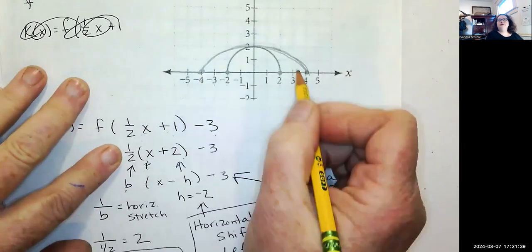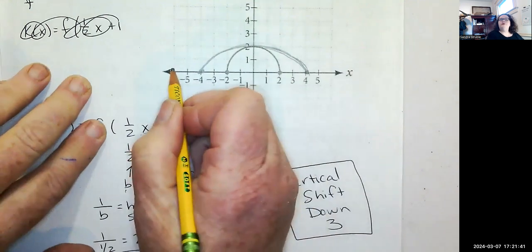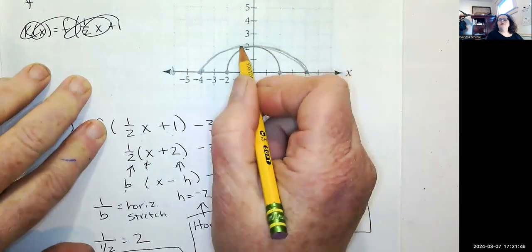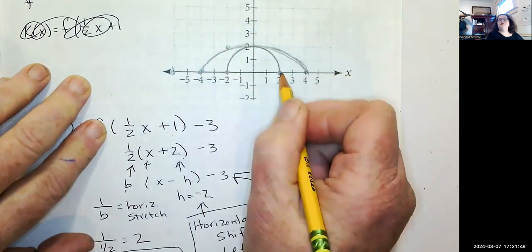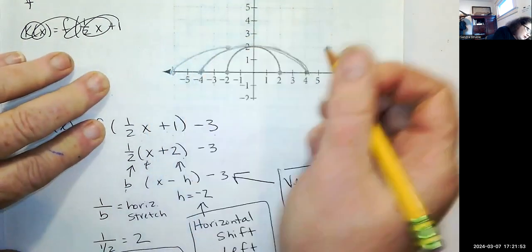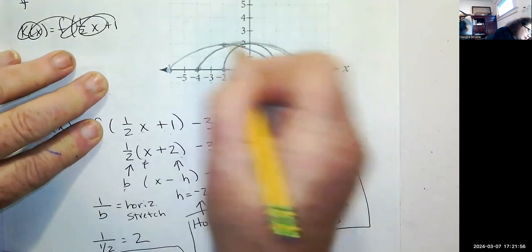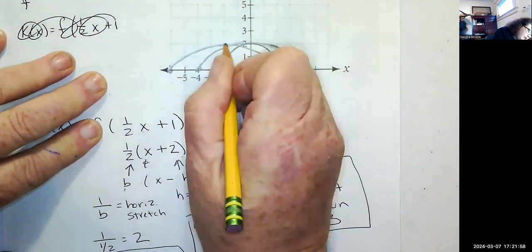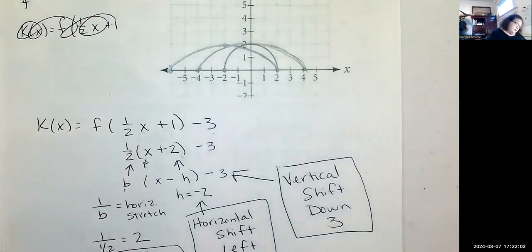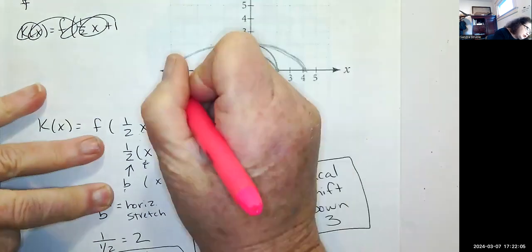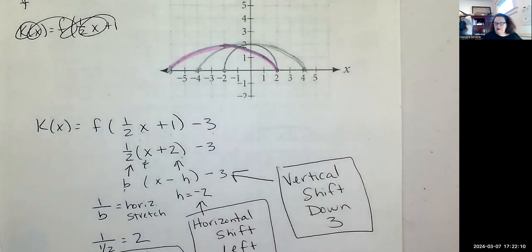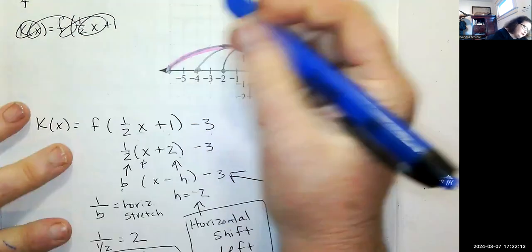The next one's a horizontal shift left 2. So from this function, we're going to shift the whole thing over 2. So here, and 1, 2, and 1, 2. So this one would be this little guy. This is my second shift. First shift.